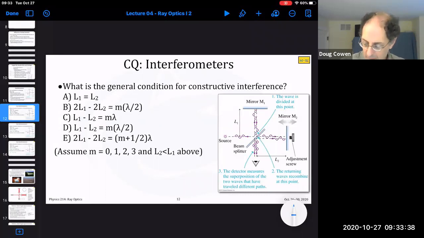And the light going towards mirror M2 horizontally travels a distance L2 to the right and then L2 to the left. And then those light rays travel the same distance here together. So that's essentially not relevant for the interference effect because there's no additional distance that one light ray travels compared to the other there. So the question is, what is the condition for constructive interference? And I will launch the poll now so you can answer the question.